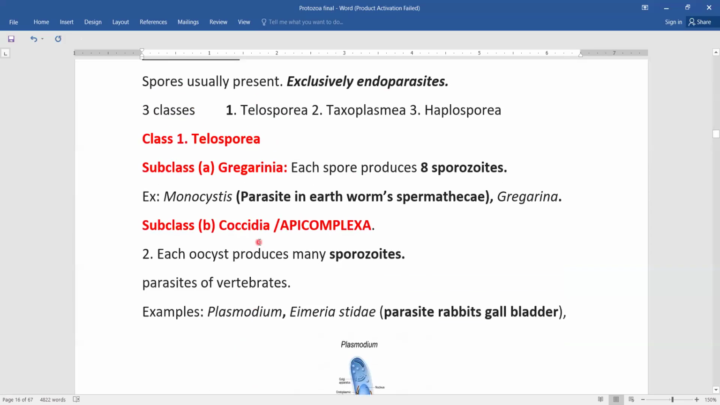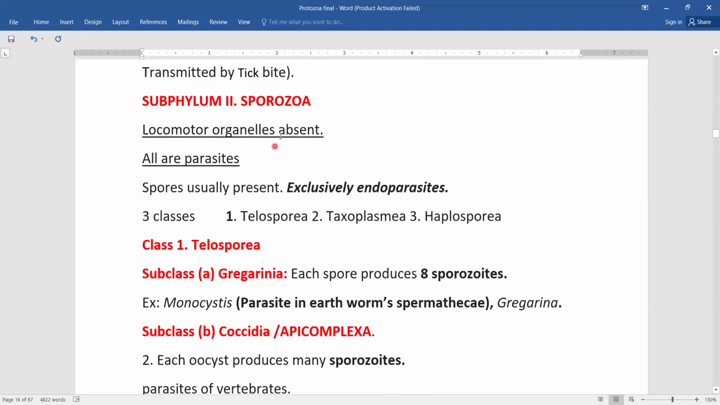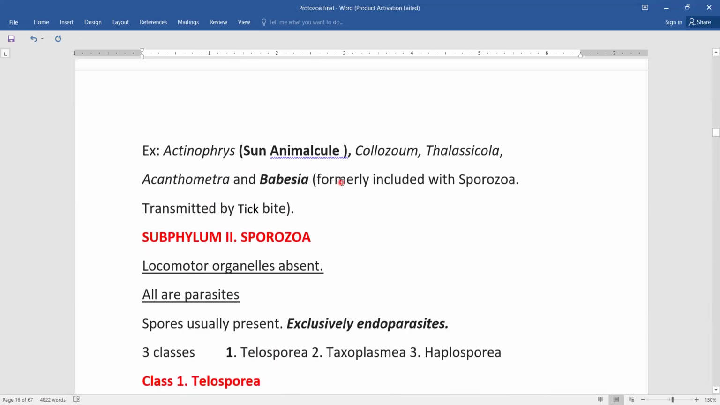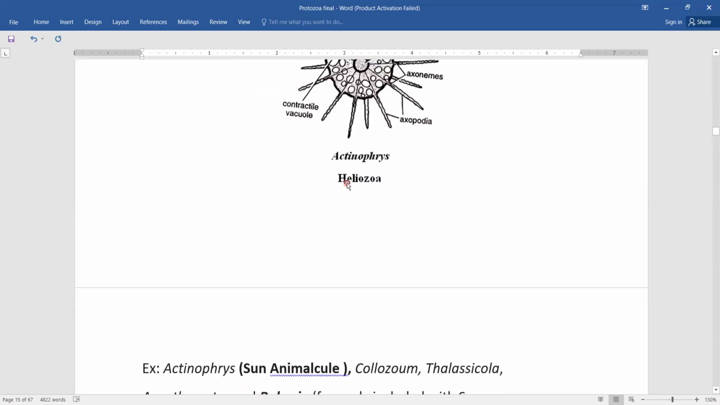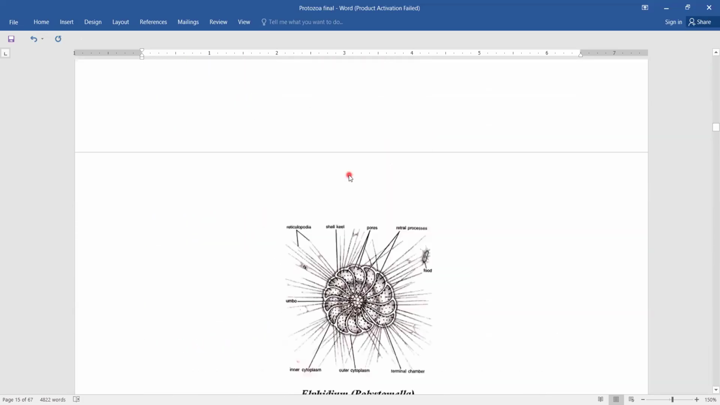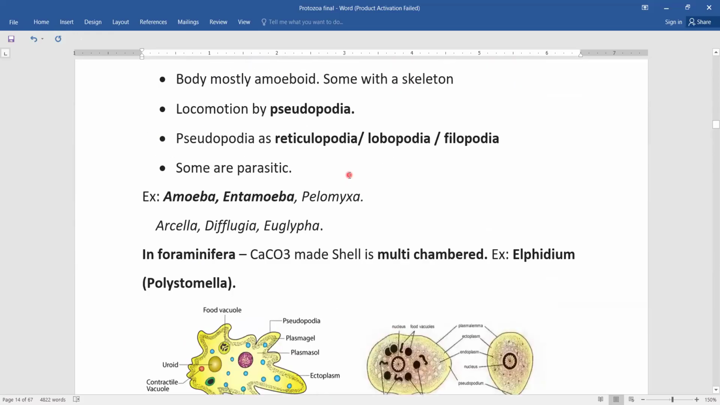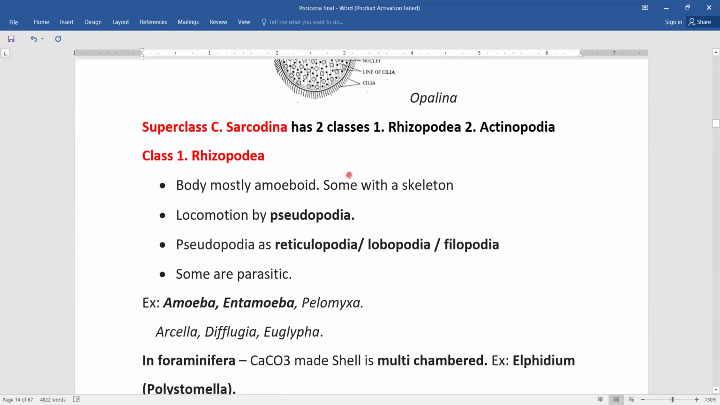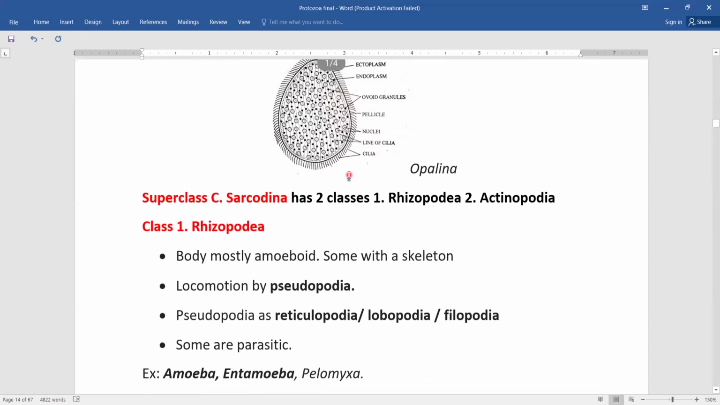And then Coccidia or Epicomplexa, example Plasmodium; Gregarinia, example Monocystis. With this, the subphylum Sporozoa is completed, which is all parasites. Now the general free living protozoans are present. I will reduce it to as many points as possible.